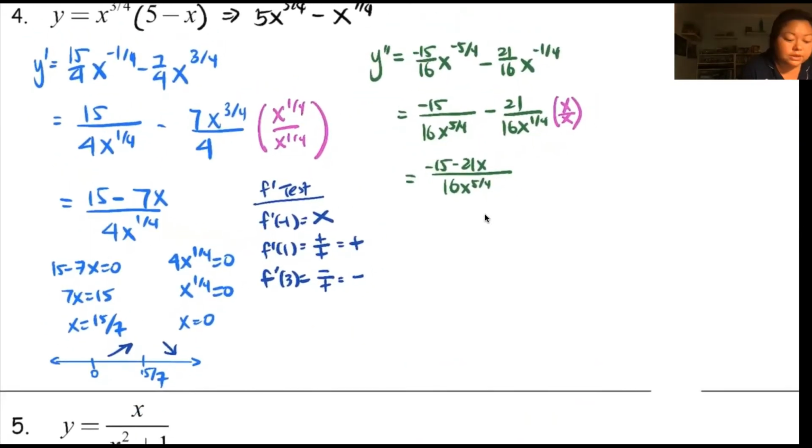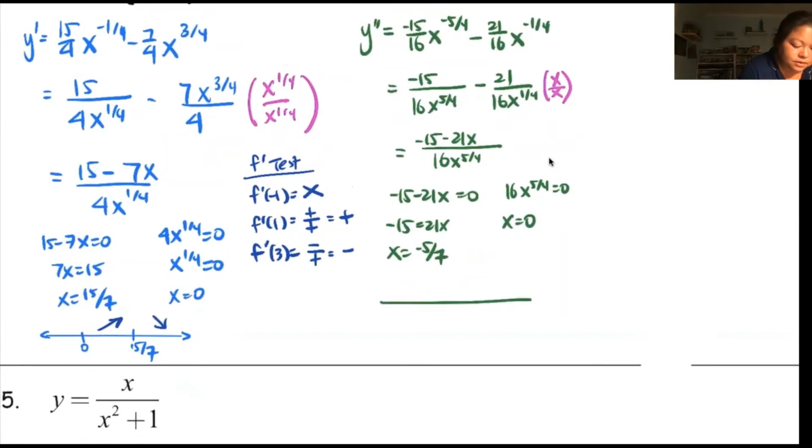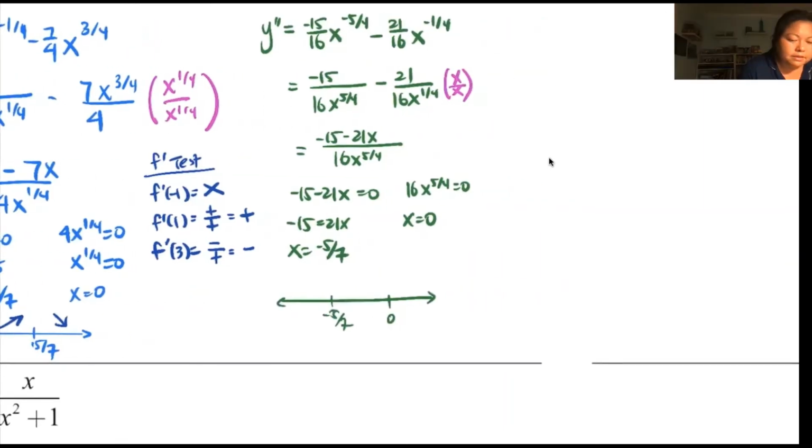Now set them separately equal to 0 like we did before. So negative 15 minus 21x equals 0. Negative 15 equals 21x. X equals negative 15 over 21, so negative 5 over 7. Set the bottom equal to 0. So you should know from the previous experience that that will get you 0, right? Okay. We can still make a number line with this. Negative 5 over 7, 0. Now you're probably thinking something, but we'll see.